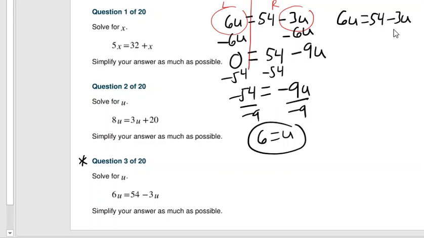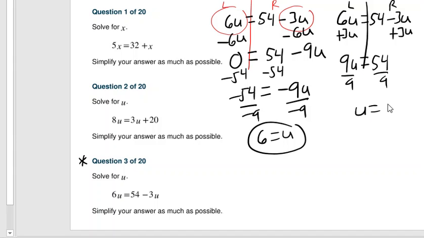Another choice is you could have chosen to add 3u to the right side of the equation, which means you would then need to add 3u to the left side, because this is our right side, this is our left side. That would leave you with 9 times u equals 54. And then when you divide by 9 on both sides, u equals 6. So either way, you get the same answer.